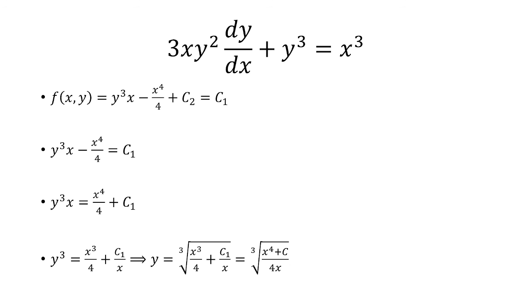So let's take f of xy and solve for y now. So let's get rid of the c2 by subtracting both sides by a constant. I get another constant. I just called it c1. And then I added both sides by x to the fourth over 4 divided by x cube root, and just got a common denominator of 4x, and this is my answer.